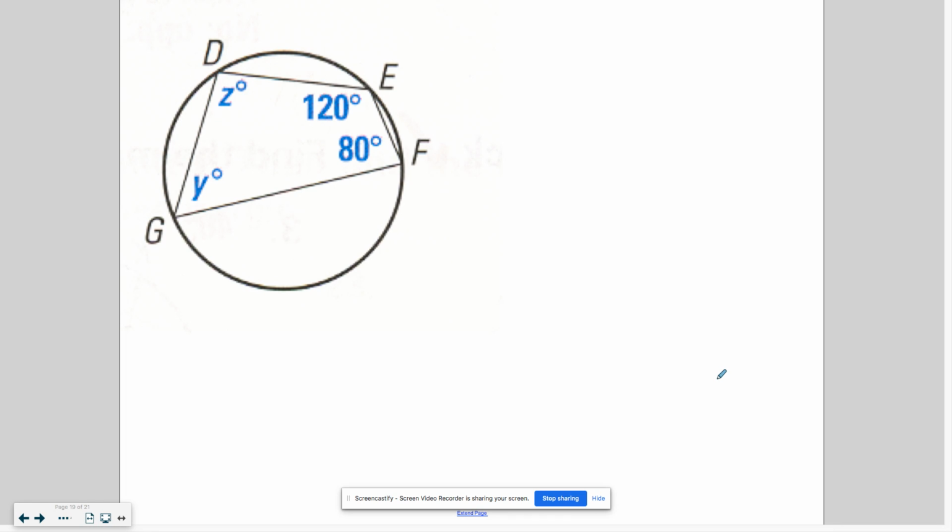And this is our quadrilateral rule. So we got 120 over here, which means this is 60, have to be supplementary. If that's 80, this has got to be 100. They have to be supplementary. It's quick when you know the rules. They go really, really fast.